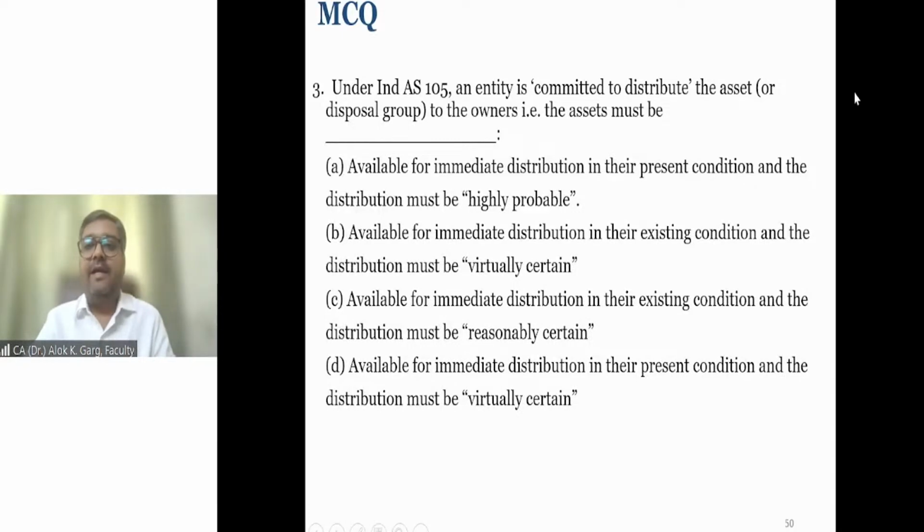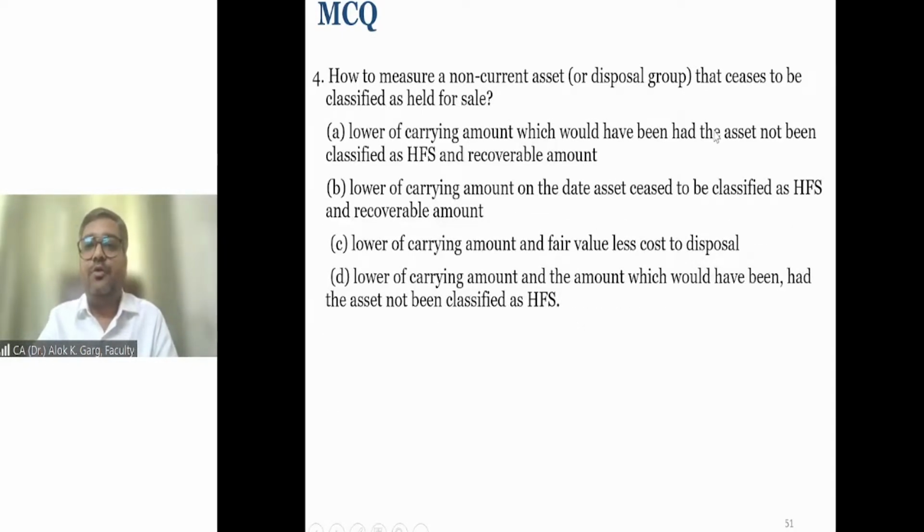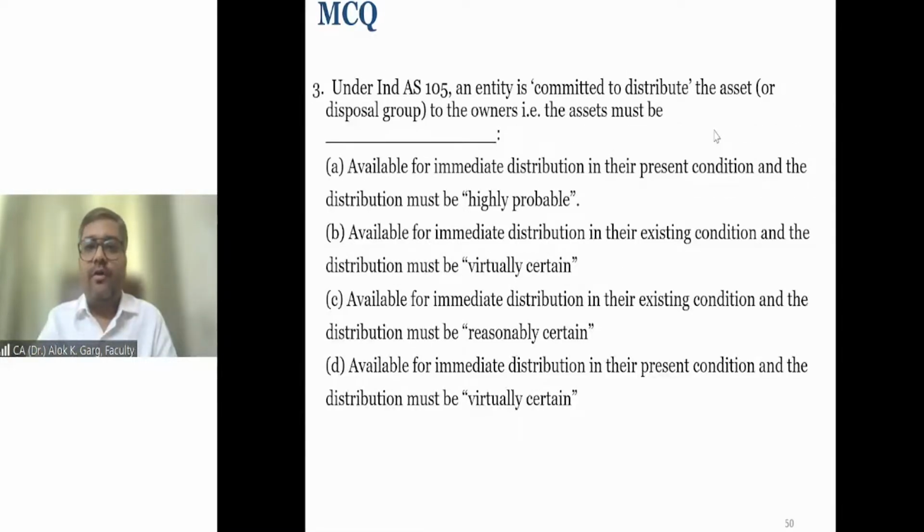Under Ind AS 105, an entity is committed to distribute the asset or disposal group to the owners. That is, the asset must be what? Available for immediate distribution in its present condition, and the distribution must be highly probable. Or available for immediate distribution in its present condition, and the distribution must be virtually certain. Or reasonably certain. What is the right option? Of course, A is the right option. You're right. A is the right option. Right?